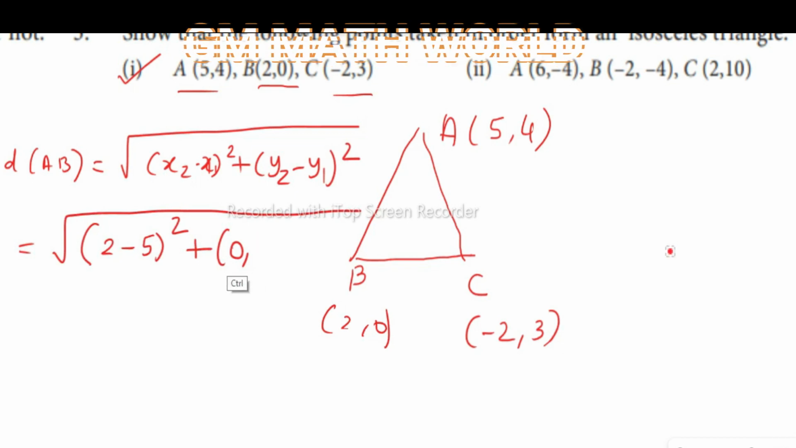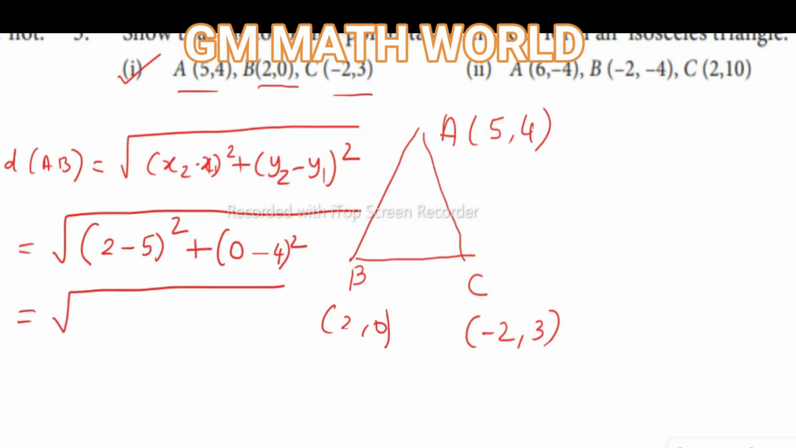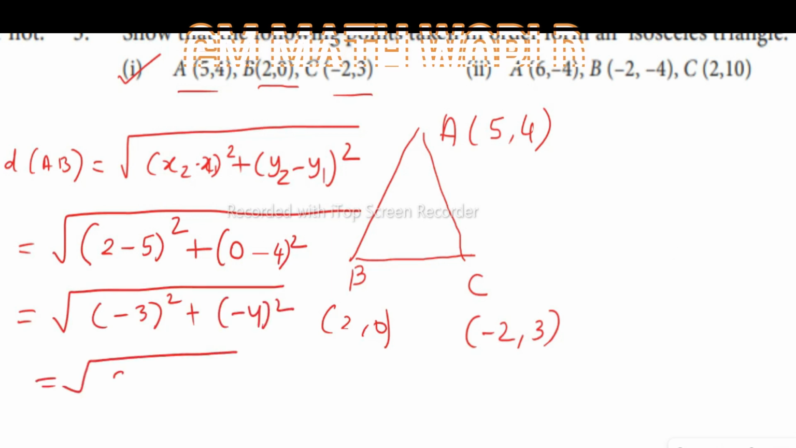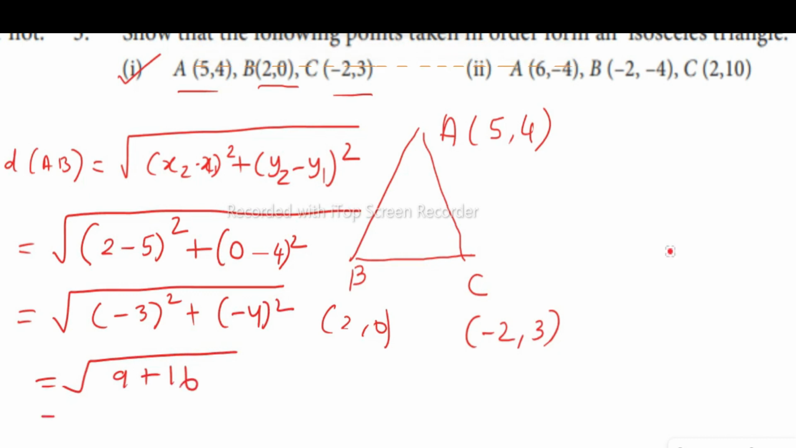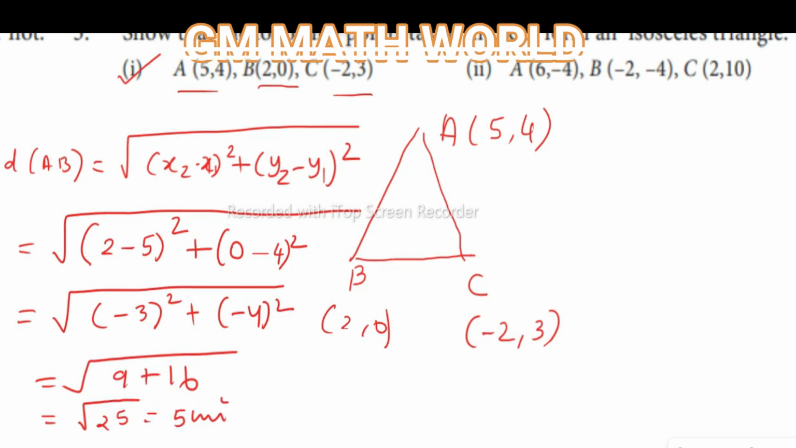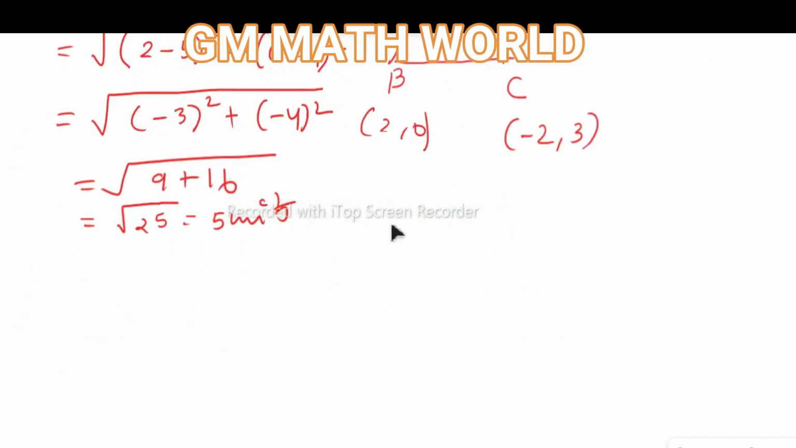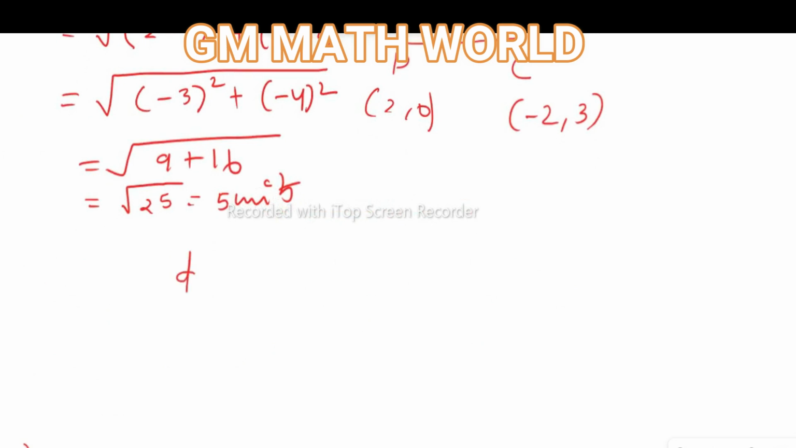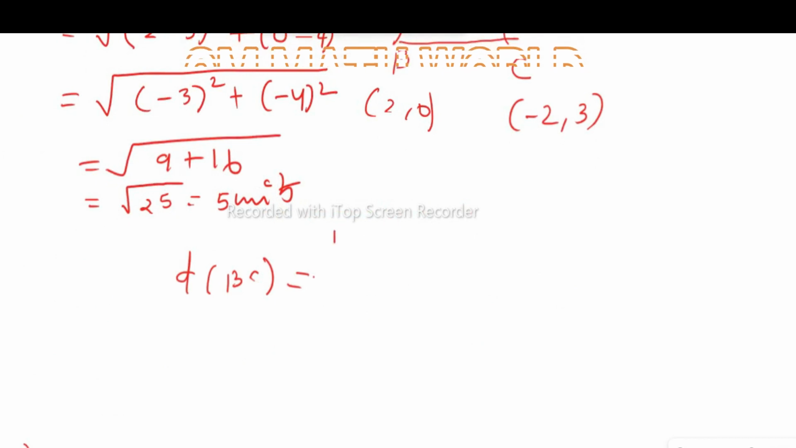So the distance AB is the square root of (x2 minus x1) the whole square plus (y2 minus y1) the whole square, which is the square root of (2 minus 5) squared plus (0 minus 4) squared. 2 minus 5 is minus 3, squared is 9, and 0 minus 4 is minus 4, squared is 16, under the square root. So the square root of 9 plus 16 is the square root of 25, which is 5. Therefore the distance AB is 5 units.